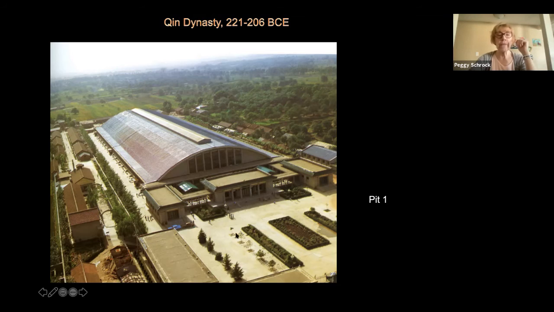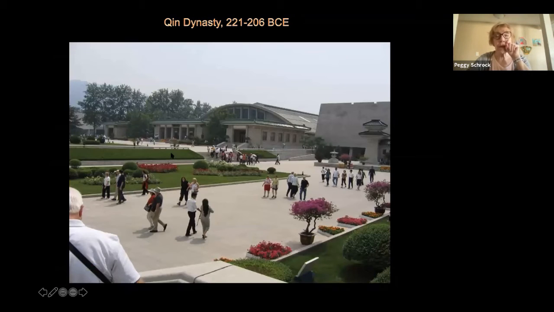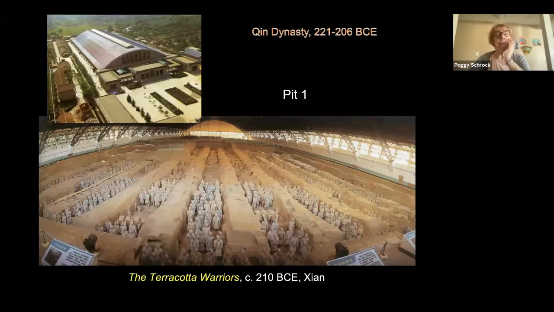So this is just one of the pits. This is from the ground. There's a huge museum next to it, and then pit 2 over to the side. We'll look inside. This is generally the view you get of pit 1. It's absolutely massive. There are around 7,000 life-size figures in this grouping alone, and we'll look at them up close.